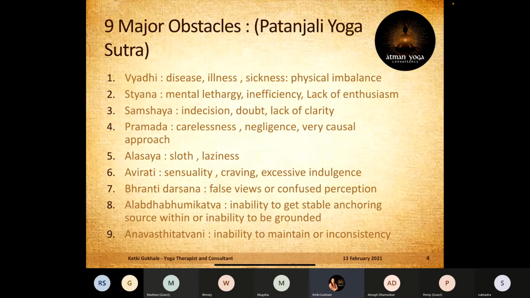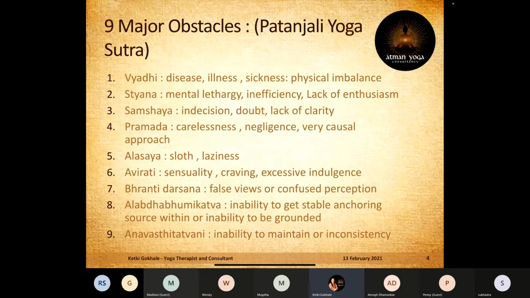Then Bhranti Darshana, false views or confused perception, or a wavering, vacillating perspective, leads us away from our goals. And Alabdha Bhumikatva, feeling unsettled and without support, makes it impossible to find traction on our path. So just a feeling of insecurity or inability to be grounded.